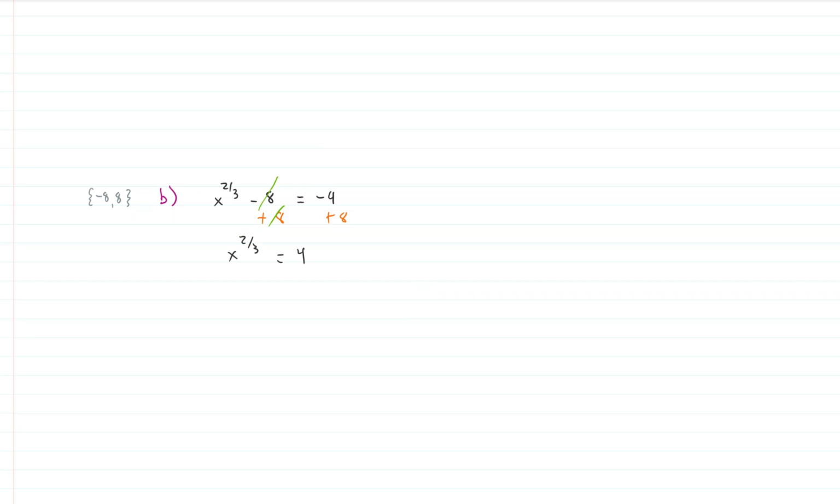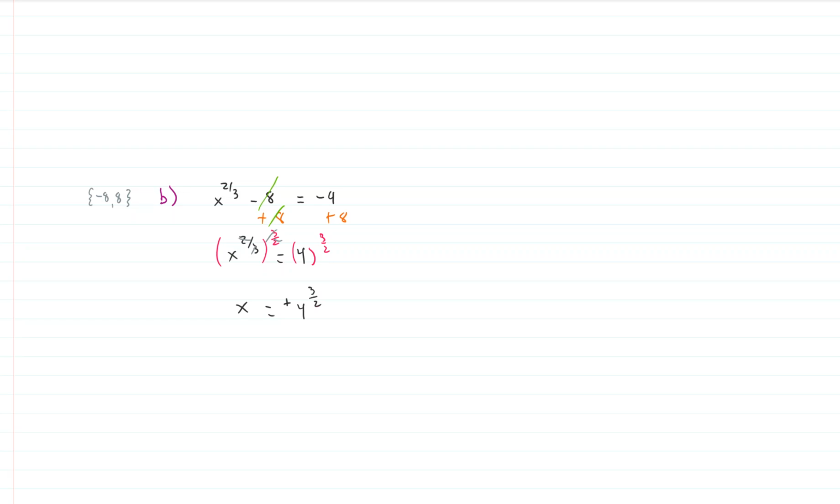And now we can flip the powers. So we get 3/2. We raise both sides to the 3/2 power. After we raise both sides to the 3/2 power, we can see we have some canceling going on in the powers. And we get x equals 4 to the 3/2.